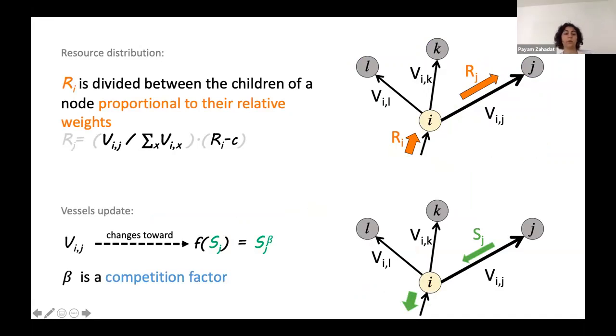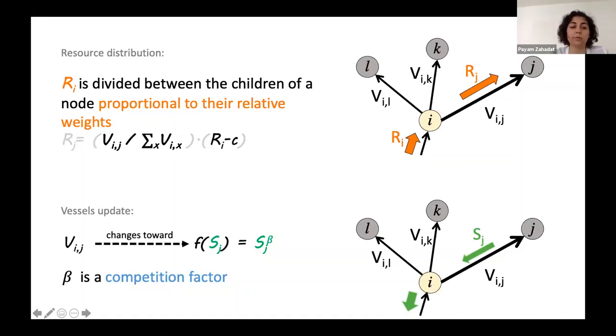I'm not going into the details, but there are 2 points which I would like to tell you. One is the resource distribution. As I mentioned before, every node would distribute the resource which is available for that node between its children. And the node can itself also consume some of the resource, and the rest would be distributed between the children proportionally to their base.